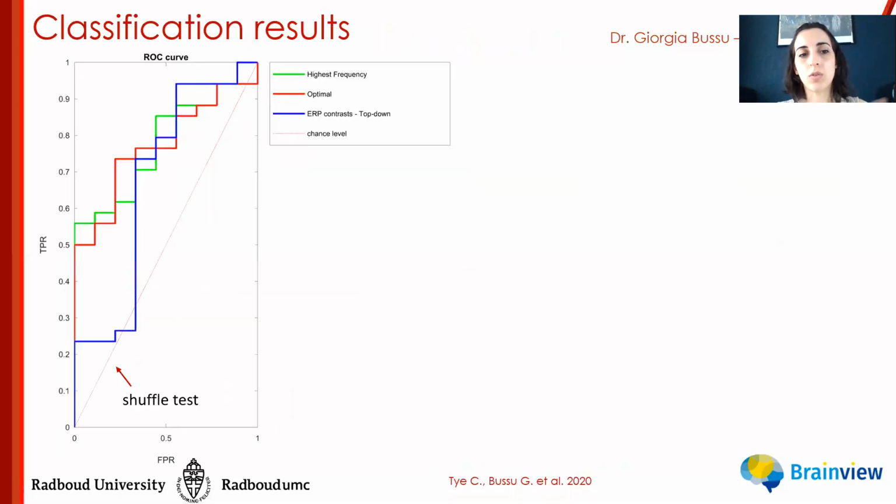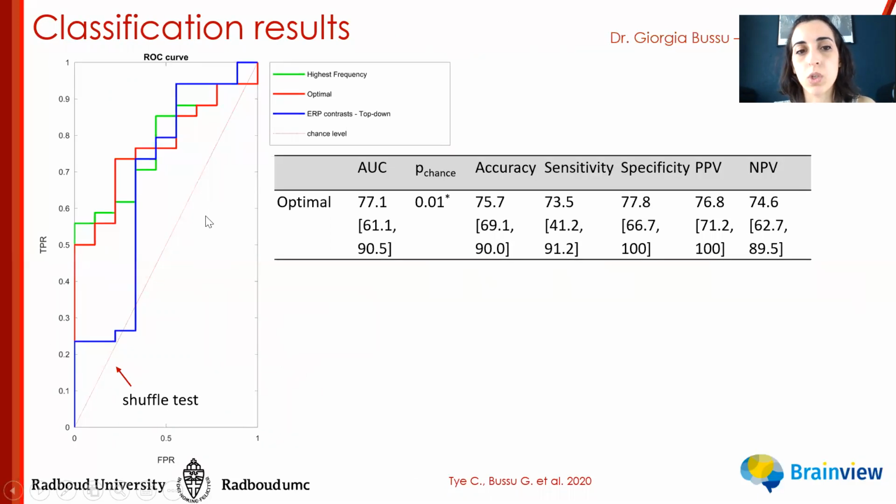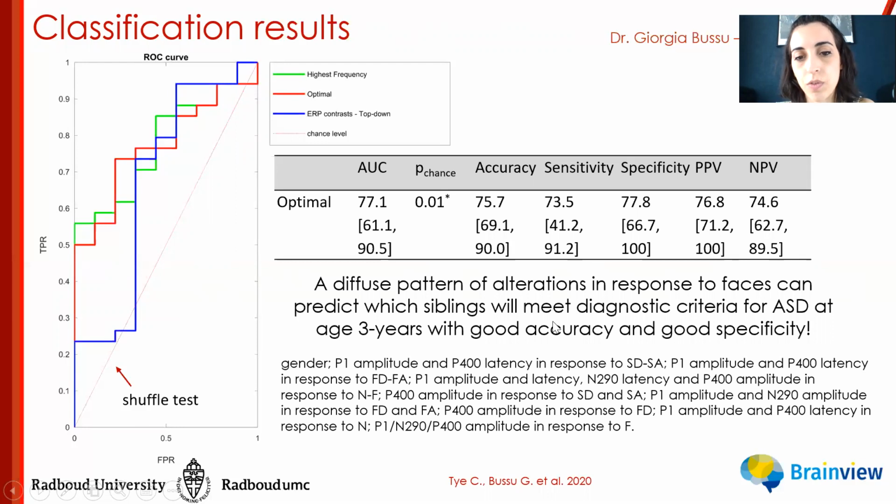Then we compared all the different groups of features, all the different classifiers through shuffle tests. And here you can see only the findings for those classifiers that performed significantly different from chance level prediction. And the best performing one was the optimal feature set. You can see all the different features in here, but it's enough for you to know that it's just a diffuse pattern of alterations in response to faces and visual noise. And this could predict individual ASD outcome at 3 years with good classification accuracy, good sensitivity, high specificity, and even good positive, negative predictive value.